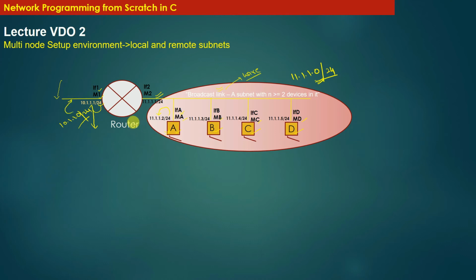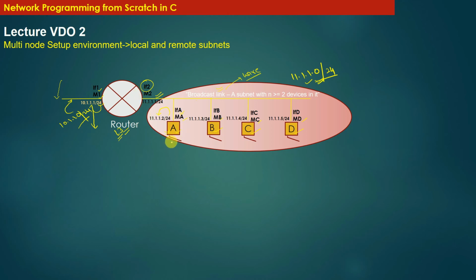So the thing to note here is that for a router, each interface lies in a different subnet. So for this router, the interface IF2 lies in the 11.1.1.0/24 subnet and the interface IF1 lies in the 10.1.1.0/24 subnet. So for an L3 router, each interface of an L3 router always lies in a different subnet. It is a misconfiguration if two or more interfaces of the same router fall in the same subnet. This is a misconfiguration.